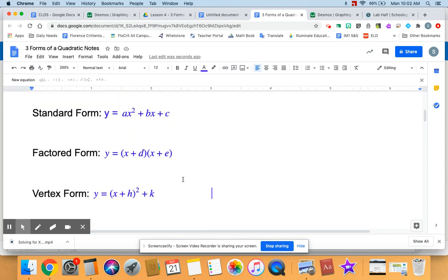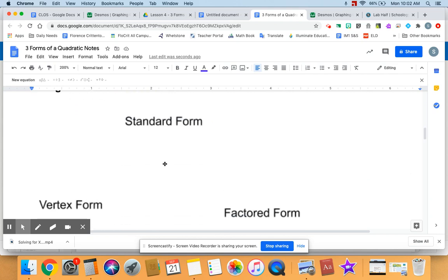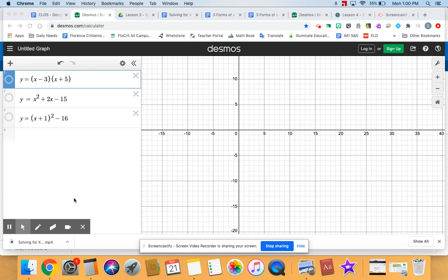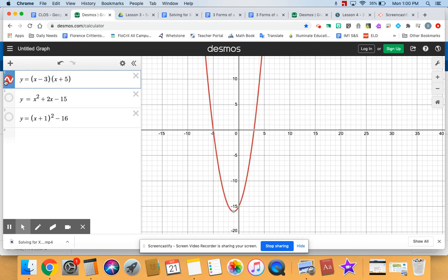One of the things we're going to have to do a lot with them is be able to go between any of the forms. So let's say I'm given a situation, let's say I'm building a skate ramp, and they said, this is the equation for my skate ramp. So I graph it, and it looks like this. All right, this is the graph of the situation. But right now, this equation is in what form? It's in factored form because it has the 2 parentheses.